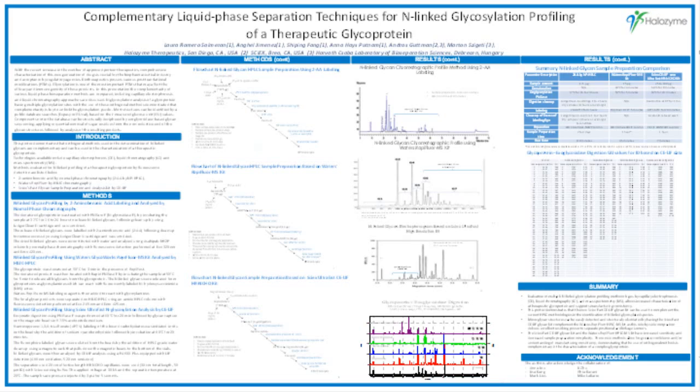Thank you. The next question is, what is 2AA? So 2AA is 2-aminobenzoic acid. It is a labeling reagent that you can use for fluorescence labeling.